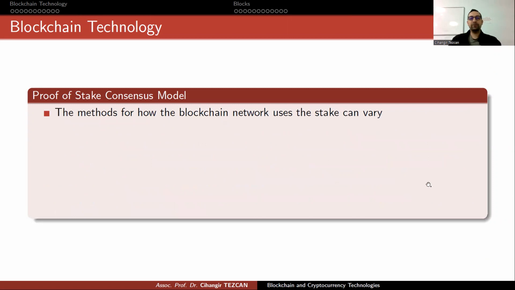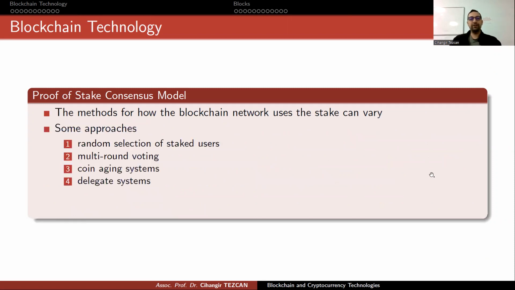The methods for how the blockchain network uses the stake can vary. Some approaches use random selection of stake users. This is a nice idea, but the question is how the random selection works, because how can you prove that you really created a random number? There were some ideas. Some people decided to build special tamper-proof hardware that generates random numbers. Nice idea, but it never works in practice.